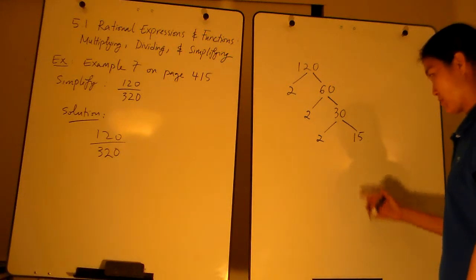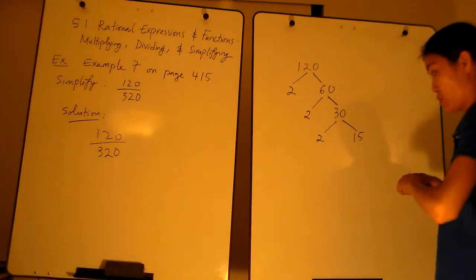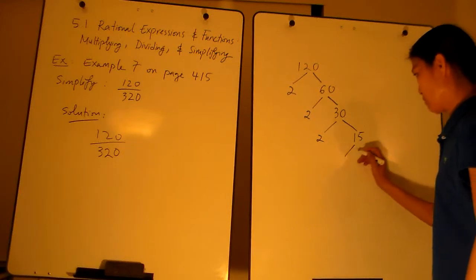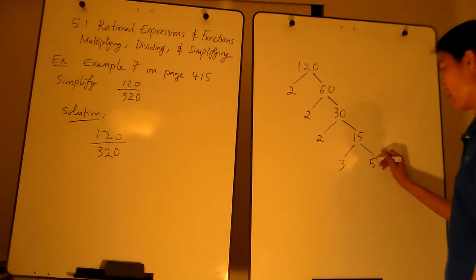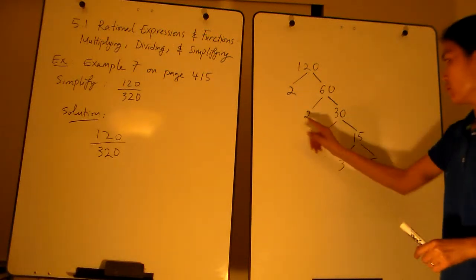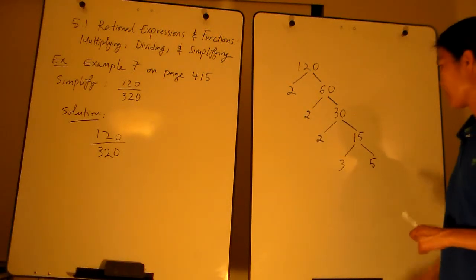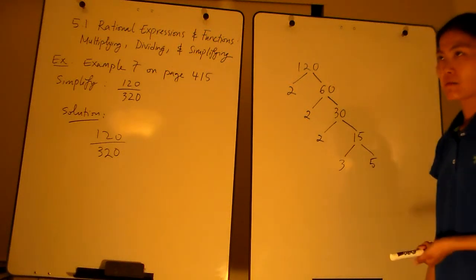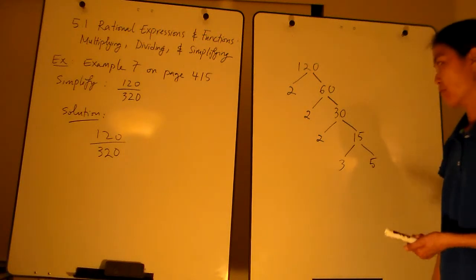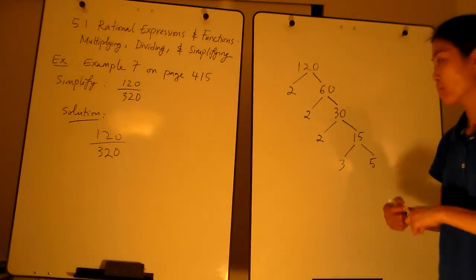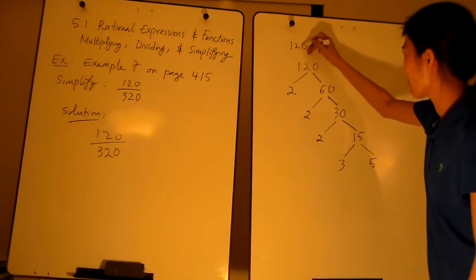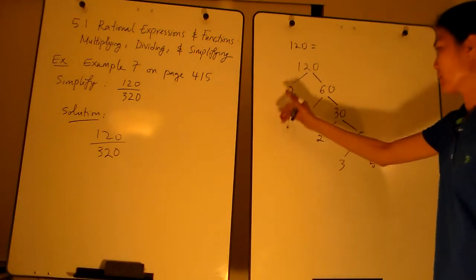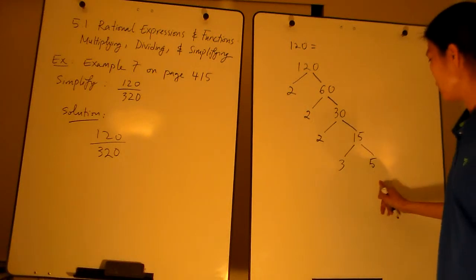It looks like you cannot use 2 as a factor anymore. But 15, you know that you can do 3. 3 times what equals 15? 5. Now, 2, 3, 5 are all primes, and you cannot factor any further when the number is prime. So you know that for 120, its factors are 2, 3, 5.